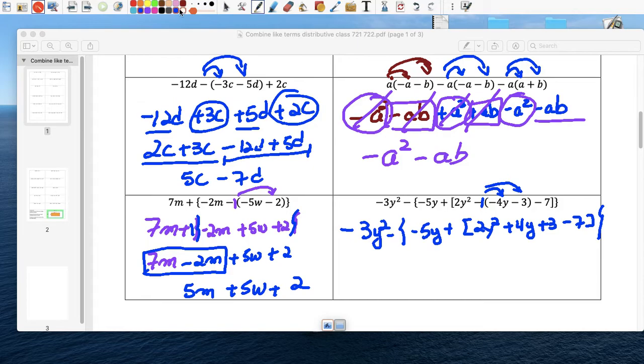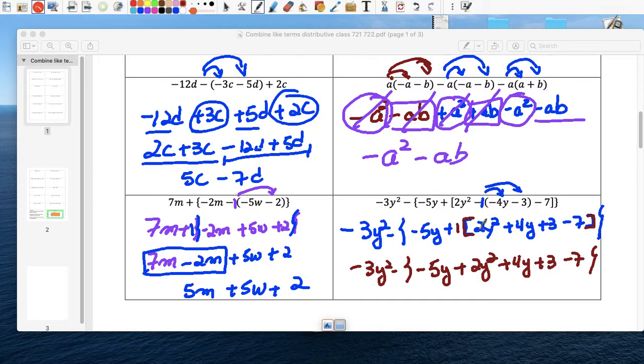Now the next thing we have to remove is these brackets here, right? Put it in red. And lucky for us, there's an invisible 1 here. So when we remove the brackets, everybody inside the bracket stays the same. So negative 3y squared minus braces negative 5y plus 2y squared plus 4y plus 3 minus 7. So we remove the second grouping. The last grouping, and again, if you want to think about it, there's a 1 outside that.